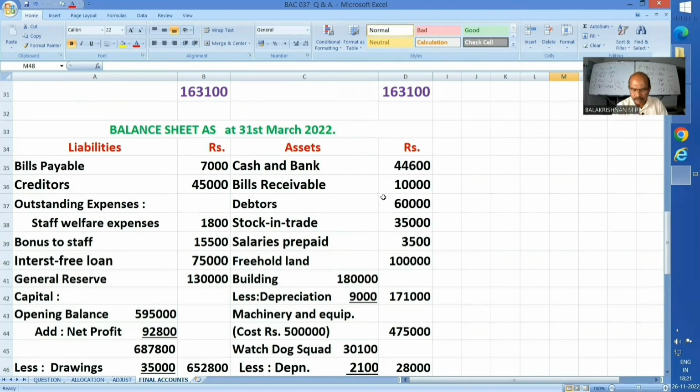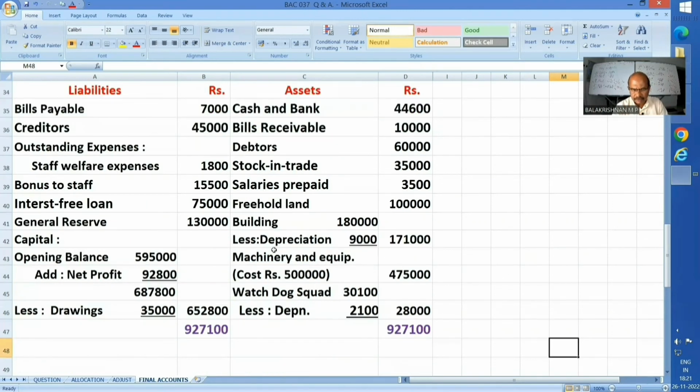Bills receivable as it is, debtors as it is, stock in trade already explained. Salaries prepaid, adjustment explained. Freehold land as it is, no depreciation has been mentioned, hence it is shown as it is. Building subject to depreciation, depreciation has already been explained.